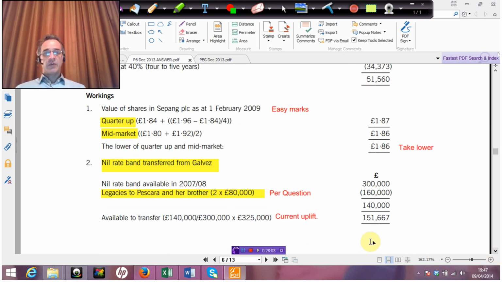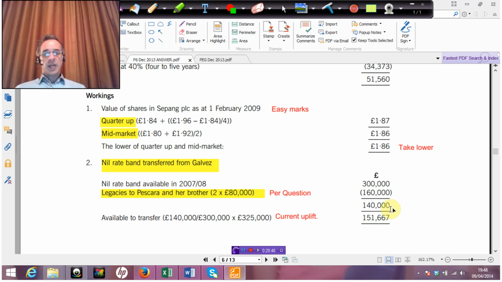So if I move down to note 2 here, you'll simply see that, in fact, it was 300 in 2007, 2008. This would have been available per the tables. And he gave 2 legacies, or in his will, he simply said, I give this to Pescara and I give this to her brother. So the only thing that he did within his will, over and above leaving the remainder to his wife, is give out 160,000. So if he's using up 160,000, that must mean that the balance at that date was unused, because obviously he didn't need 140 to cover his interspouse transfer, because we know that interspouse transfers are completely exempt. They have no impact upon the utilization of the nil rate band.